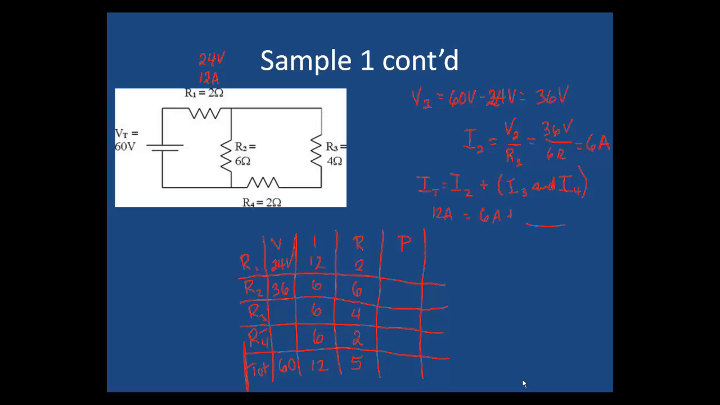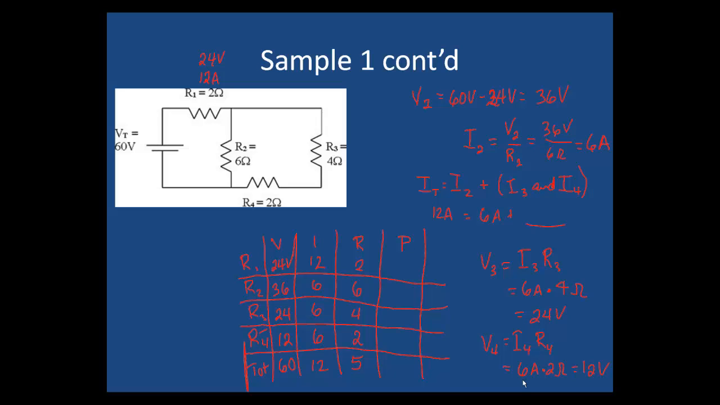So now I want to go through and calculate V3. Well, V3 is going to be I3 times R3, and I have both of those values. 6 amps times 4 ohms, 24 volts. Now the same thing for V4. V4 is going to equal I4 times R4, which is 2 ohms times 6 amps, which is equal to 12 volts. Now you can calculate power. It's simply V times I. I didn't do it because I know you can do it.